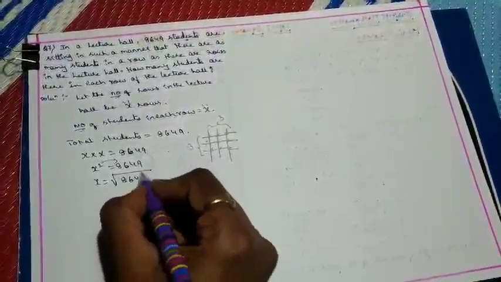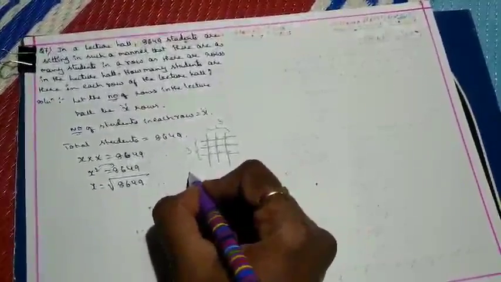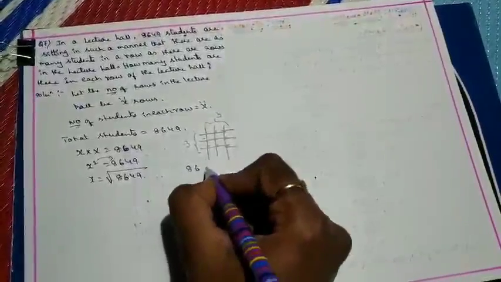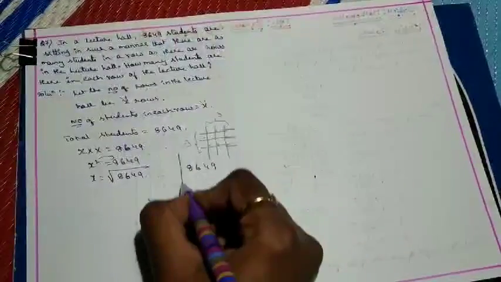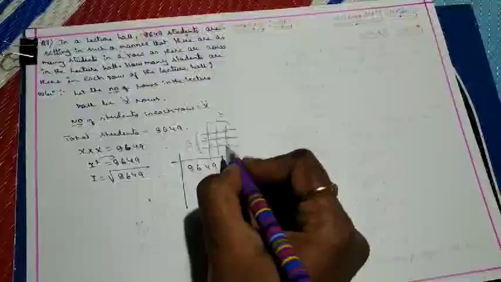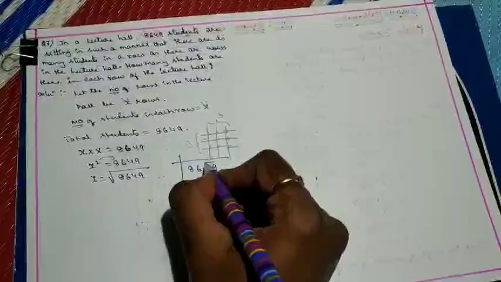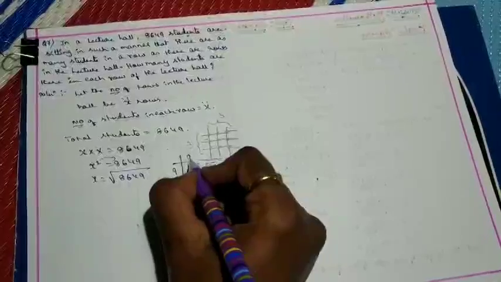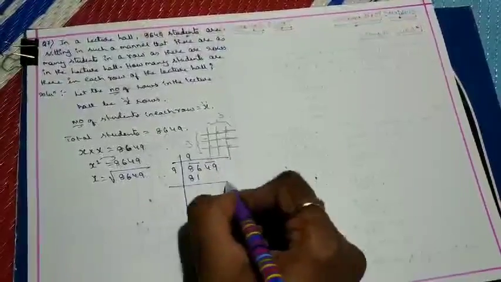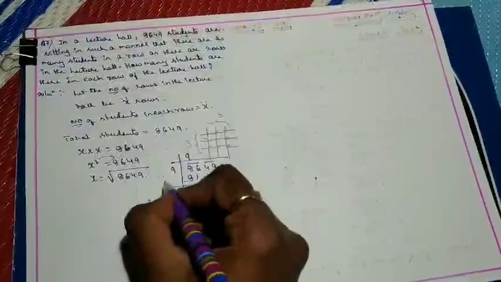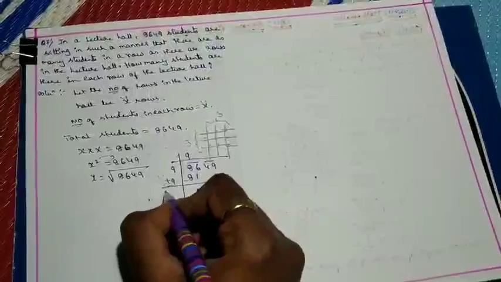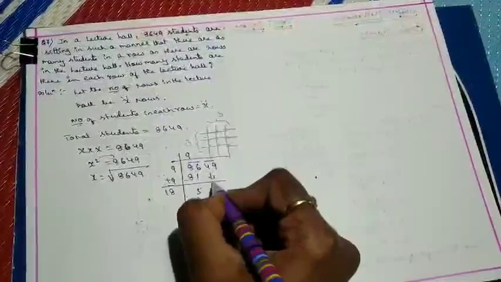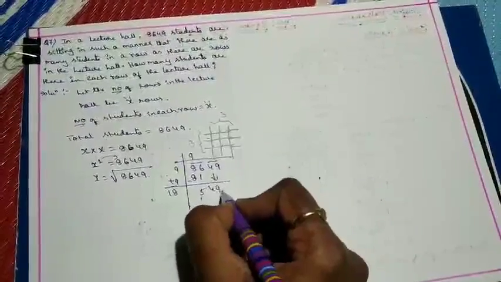So I need to find its perfect square. Either you can go with the prime factorization method or the long division method. I'll go with the long division method. This should be done in the main column, children, not in the rough column. 86, nearer, 9 9s are 81, and the remainder is 5, and bring down 49 here. 9 plus 9 is 18, and here 49. So it is ending with a 9.